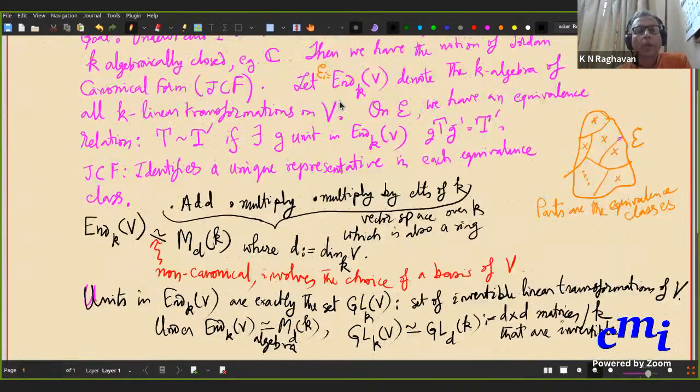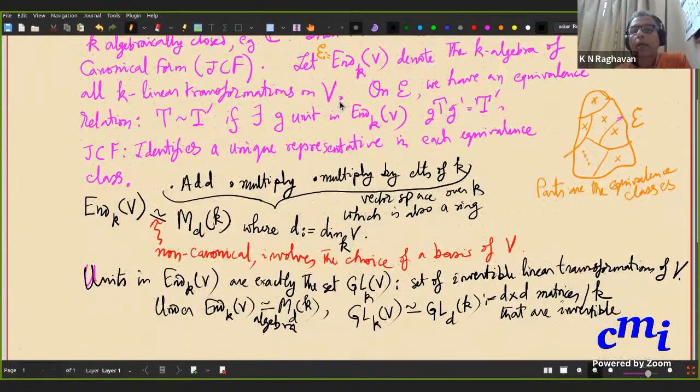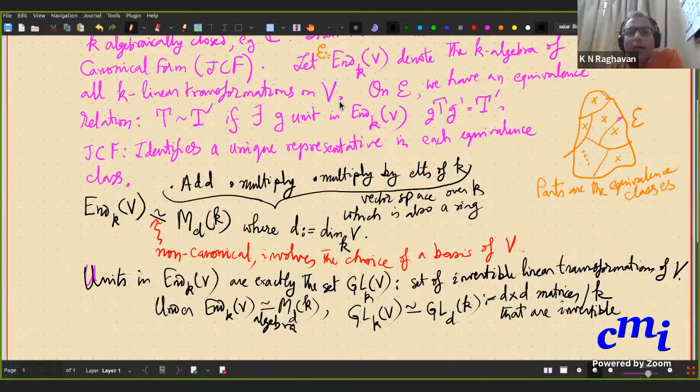Okay. Any questions so far or comments? Also, any questions from what we did last time before we further move on? Professor, what do you mean by the structure of a linear transformation? What does it actually mean?